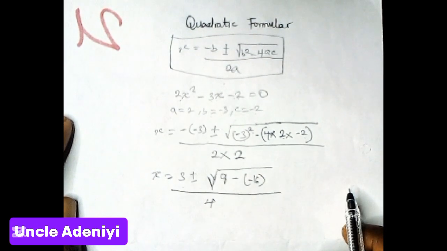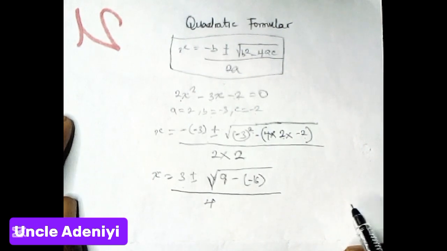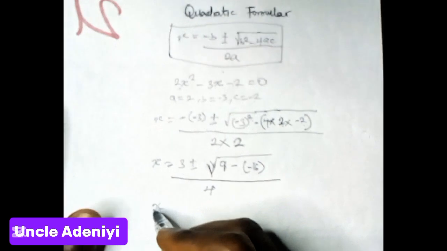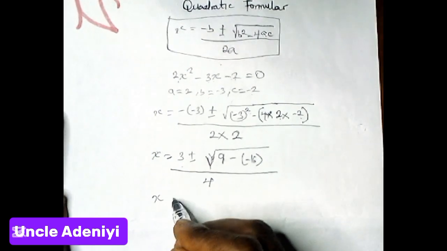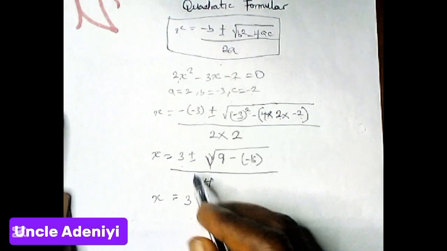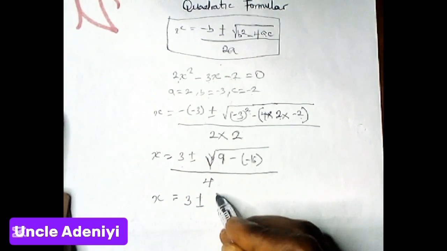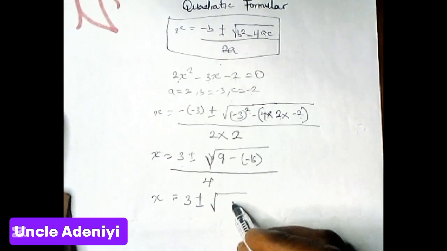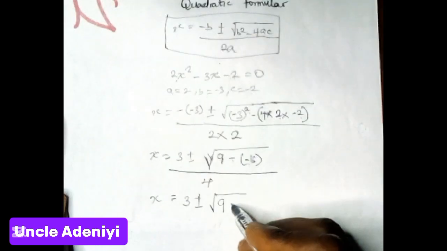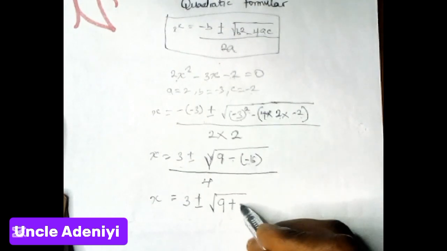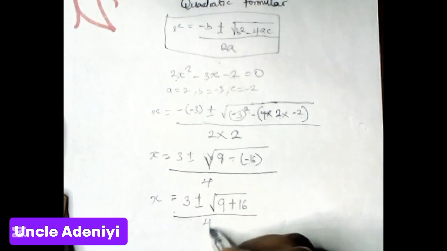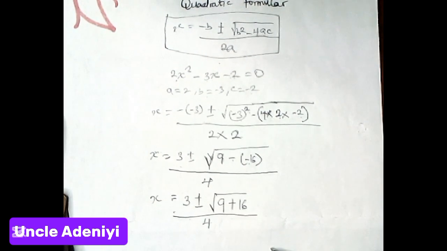You understand? You understand what I dey talk? I don tell you say the thing no hard. So we'll continue. So what thing you go do? Come write your 3. Come write your plus or minus. Write your square root. Abi? Write your 9. Minus times minus, wetin be? Go turn plus. Come write your 16 now. Over wetin? Over 4.